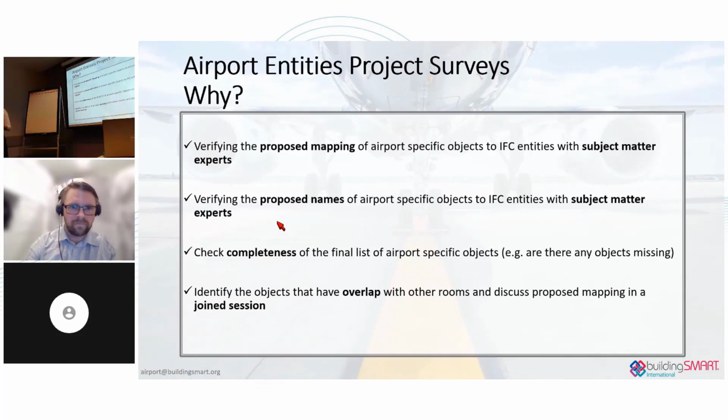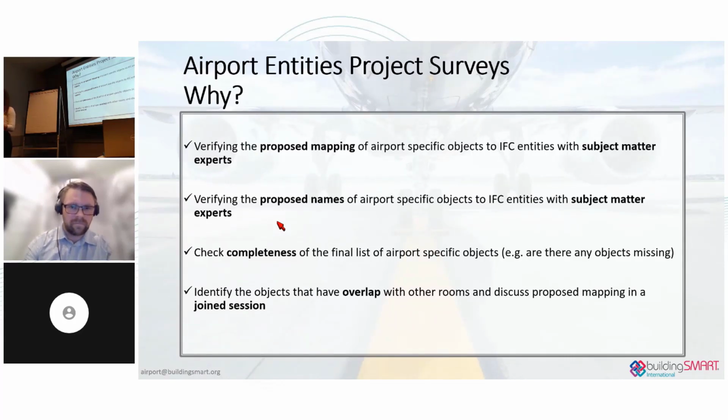So we created the Airport Entities Project to verify the proposed mapping of the airport-specific objects with subject matter experts, but also with BIM experts from all expertises. At the same time, we also wanted to verify the proposed names. I mean, I work for an airport, but it doesn't mean I know everything about baggage handling systems. So I need my experts to let me know whether the name that we decided on is the correct name.